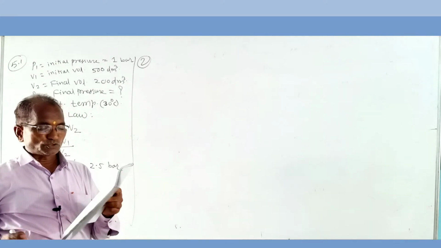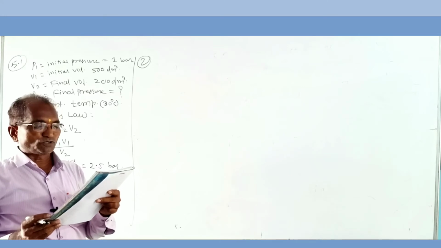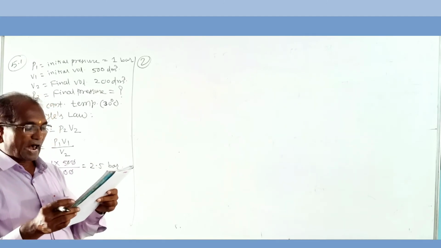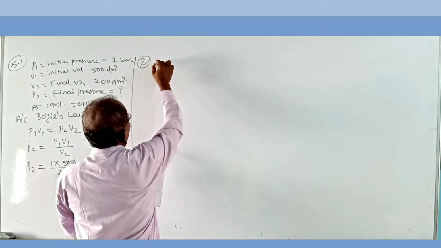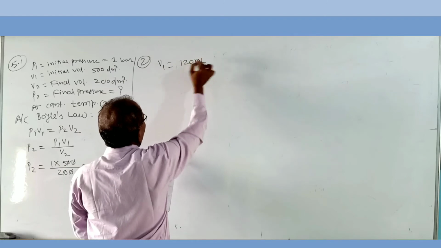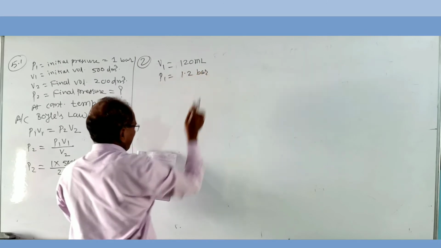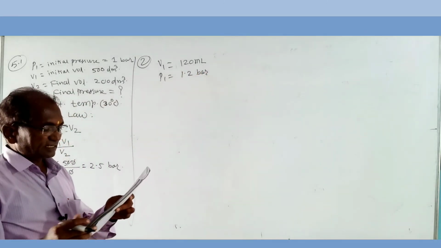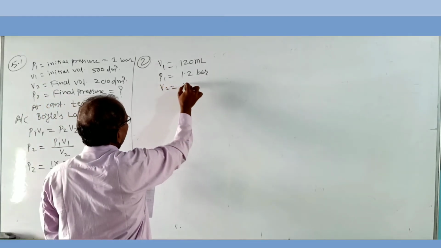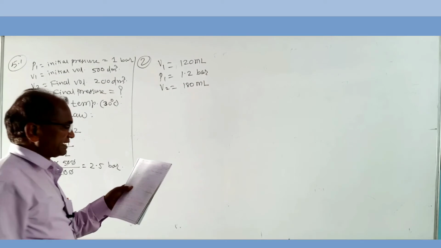A vessel of 120 ml capacity contains a certain amount of gas at 35 degrees Celsius and 1.2 bar. That is capacity of vessel V1 120, initial volume 120 ml and its initial pressure P1 1.2 bar. The gas is transferred to another vessel of volume, that is V2 180 ml at 35 degrees Celsius. What would be its pressure?